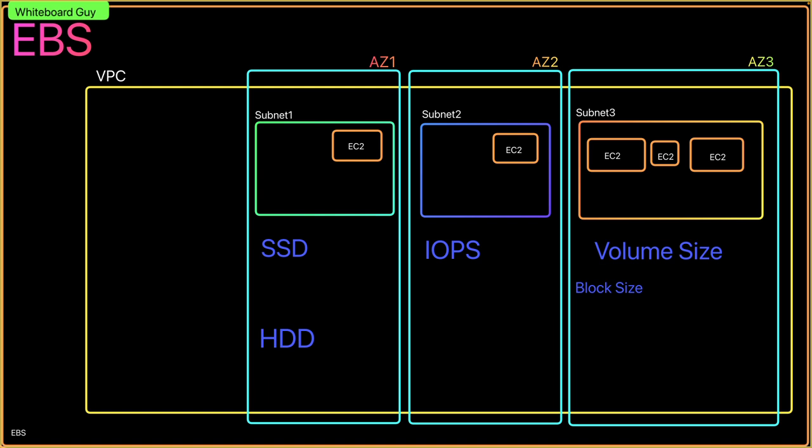So what I've got is 3 availability zones in a VPC in a region somewhere. Subnet 1, 2, and 3, and there are 5 EC2 instances in those various AZs, availability zones. Also mentioned things like SSD drive, HDD drive, IOPS, input outputs per second, and the volume sizes that you have available with these various Elastic Block Store volumes.